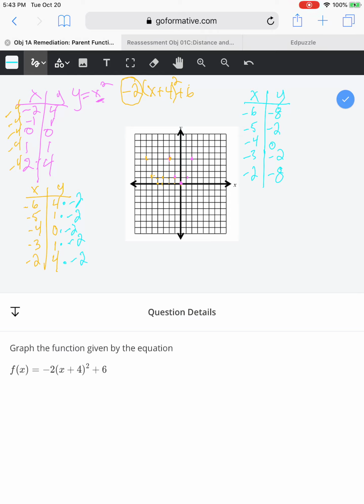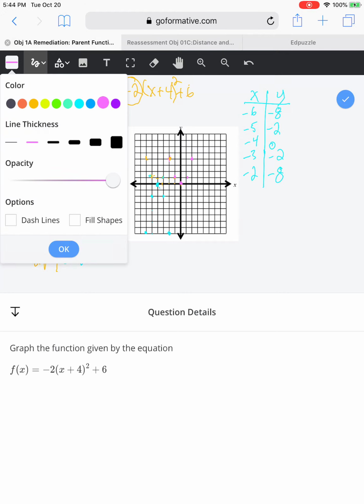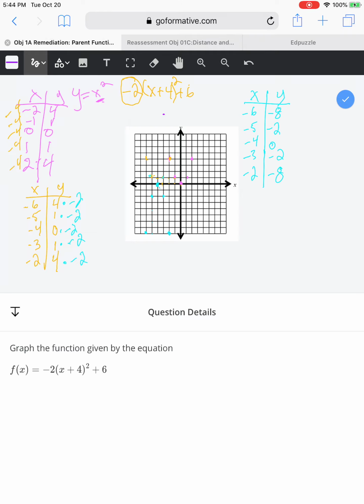So again, if I was actually graphing this, my graph would be flipped upside down. So instead of going up like this, it would go down, and it would be kind of stretched out. Okay, so I'm just showing you step by step. So that would be my next step, that would stretch it out. But I also know that my graph is shifted 6 spaces up right here. So I add 6 to my y's.